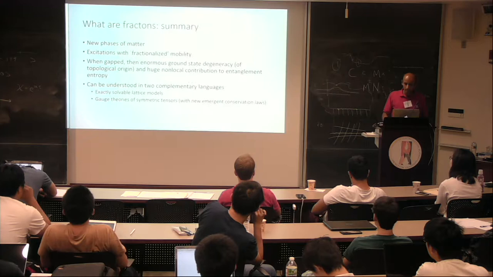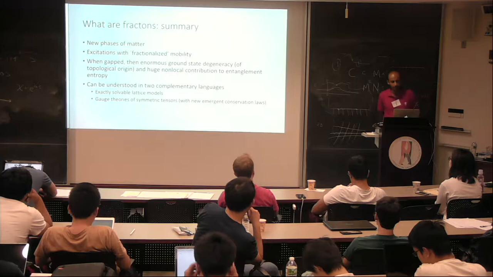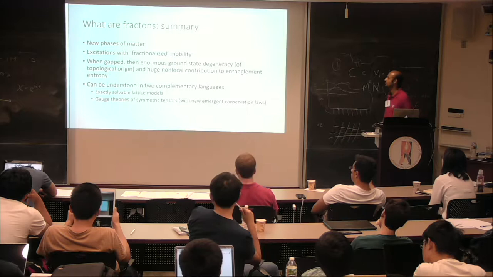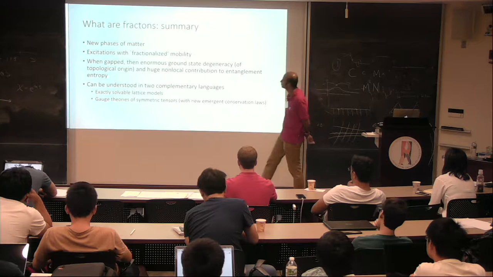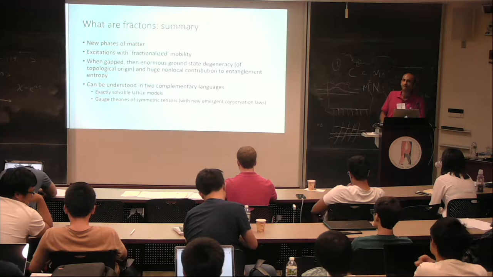OK, so just to summarize what fractons are, they're new phases of matter. Their characteristic property is that the excitations have fractionalized mobility. When they're gapped, there can be an enormous ground state degeneracy, a huge non-local contribution to entanglement entropy, which I didn't talk about. They can be understood in 2 complementary languages, exactly solvable lattice models and gauge theories of higher rank symmetric tensors. And now we're off to the races.